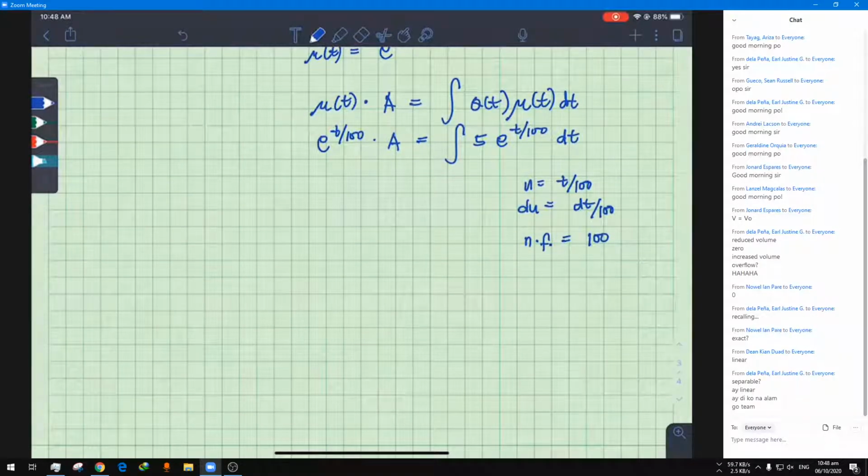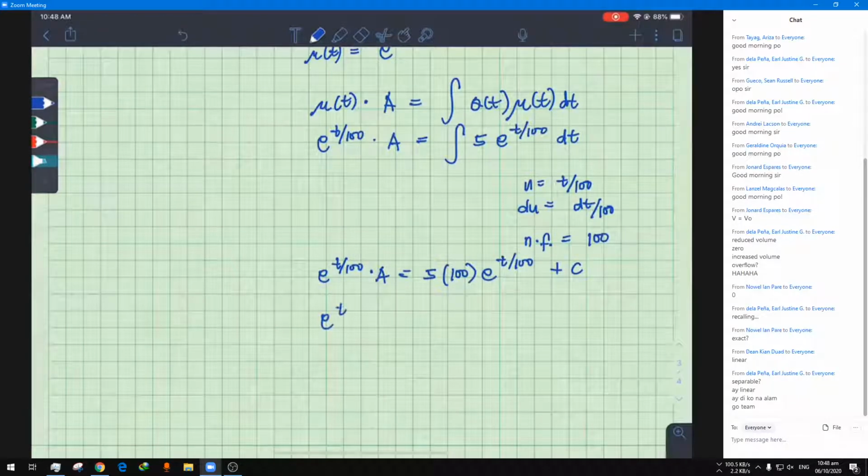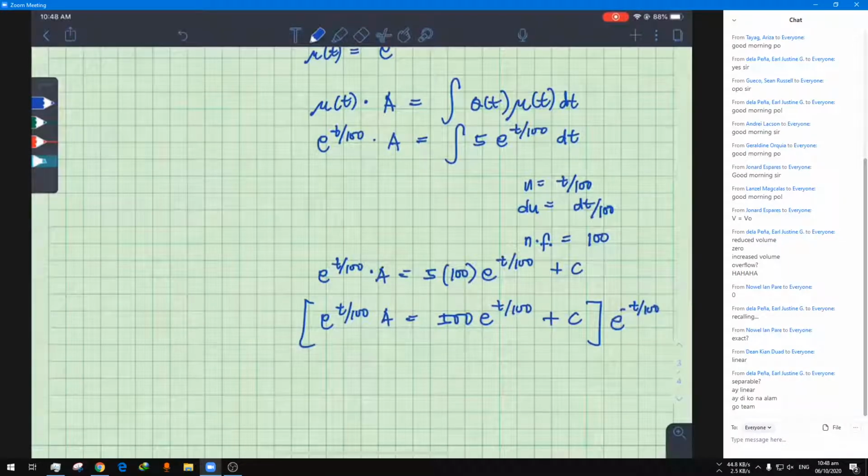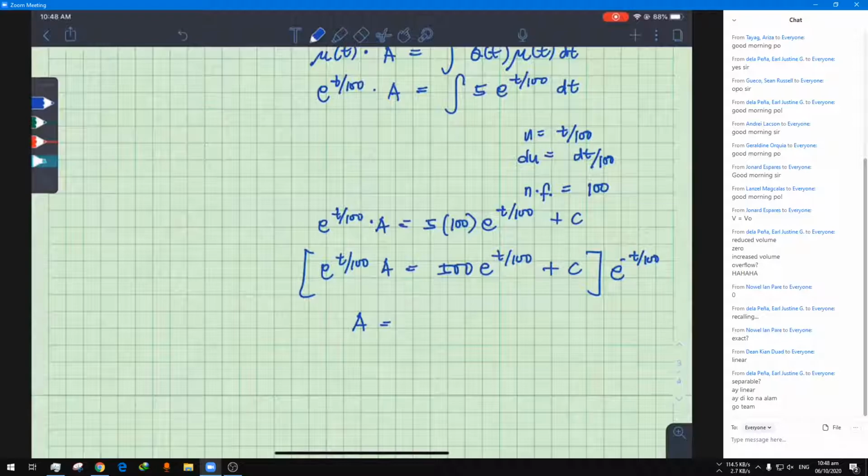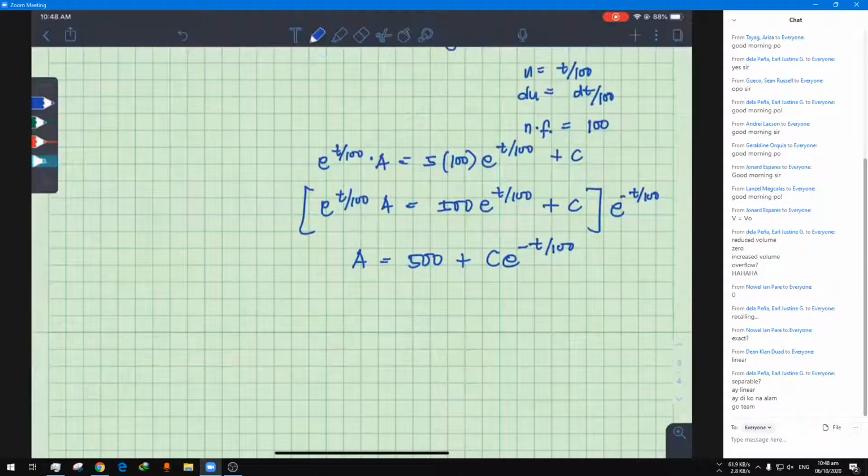So we just have e raised to t over 100 times A equal to 5 times our neutralizing factor of 100, and then e raised to t over 100 plus C. Or e raised to t all over 100 times A is equal to 500 e raised to t over 100 plus C. Then multiplying everything by e raised to negative t over 100, that would be A is equal to 500 plus C e raised to negative t all over 100. So this would be our general formula.